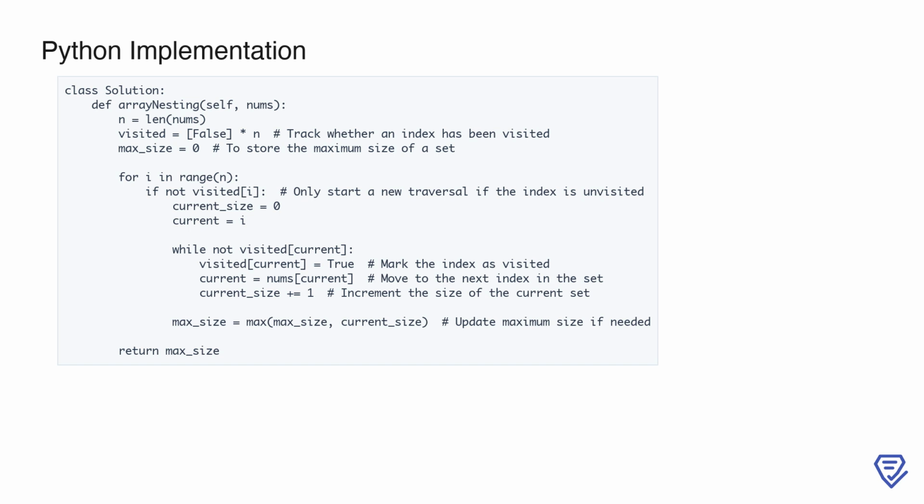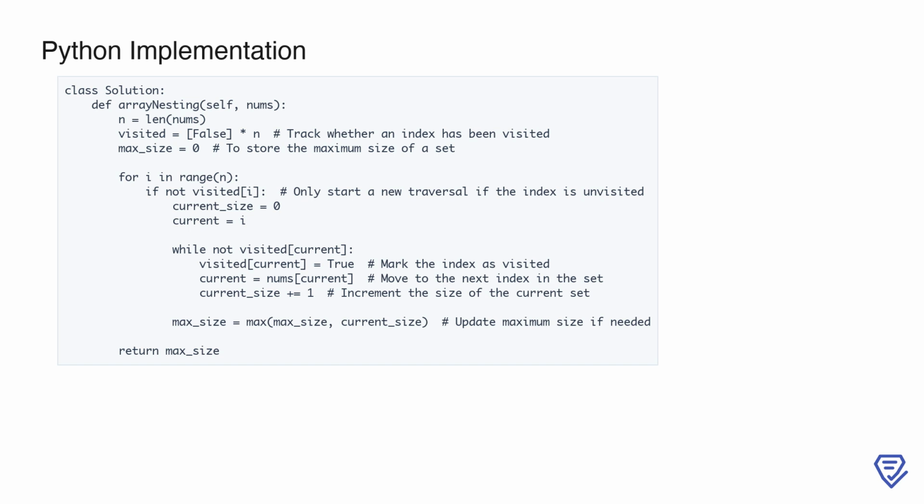2. Main loop. We iterate through each index I of the array. If an index has already been visited, it means it is part of a set that has already been processed, so we skip it. If the index is unvisited, we begin a new traversal to calculate the size of the set starting from that index.